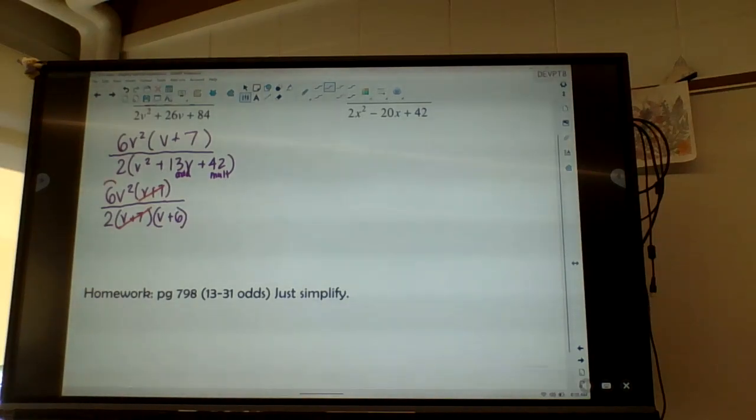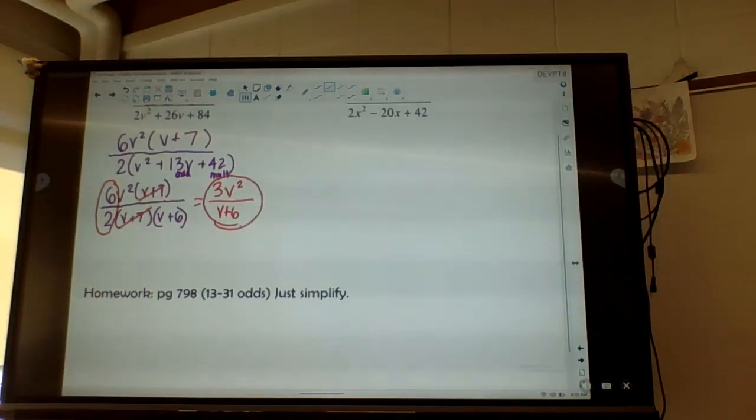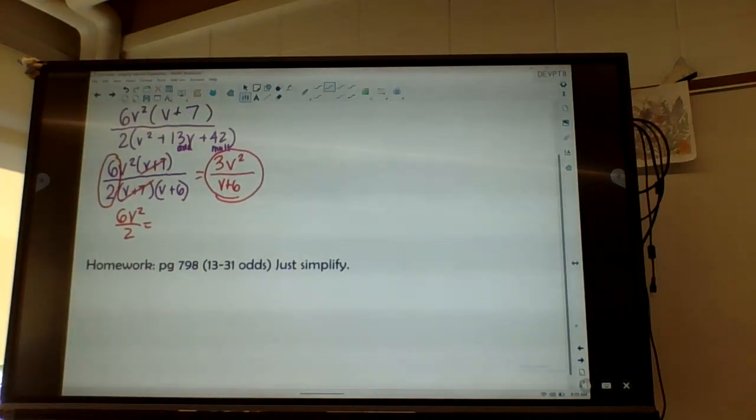Now I also want you guys to notice we can also cancel this 6 over 2. Those can both be divided by 2. So it's going to be 3v to the second on top. 6 divided by 2, this 2 is going to cancel, so it's going to be divided by 2. And then this will have v plus 6 on the bottom. So kind of a lot going on there. If you're not understanding what I just did here, I simplified that. So 6 over 2 becomes 3v to the second over 1, or just 3v to the second.